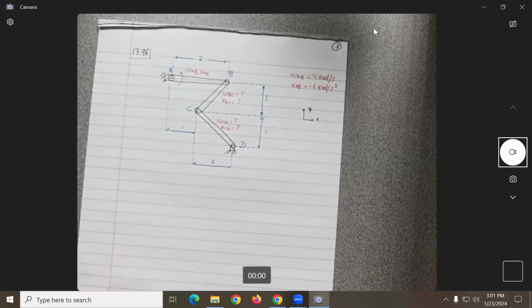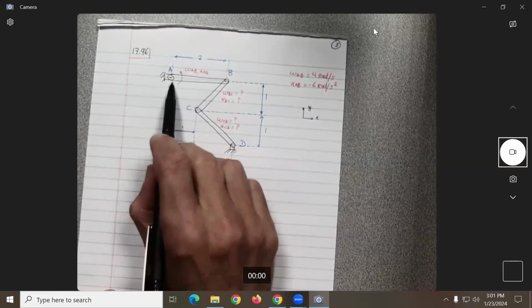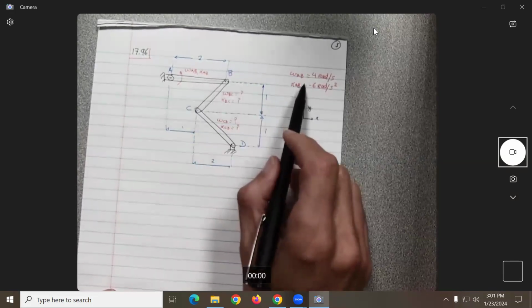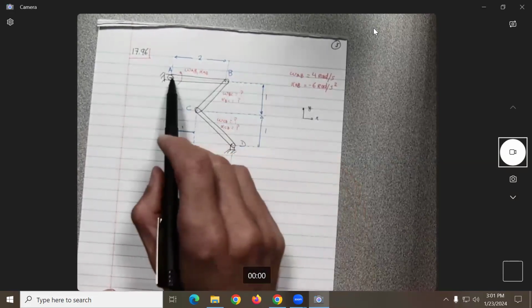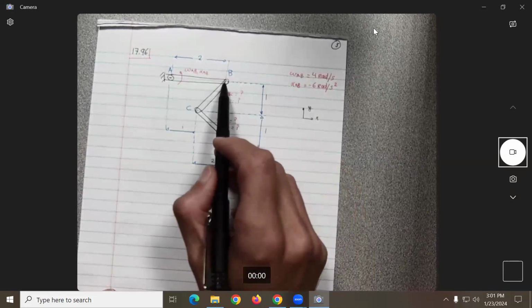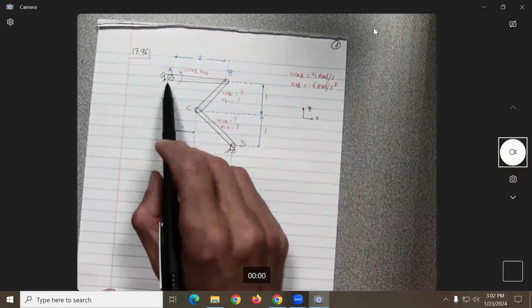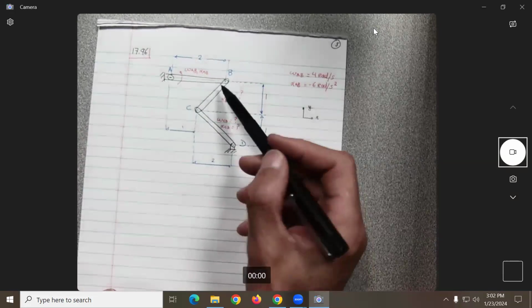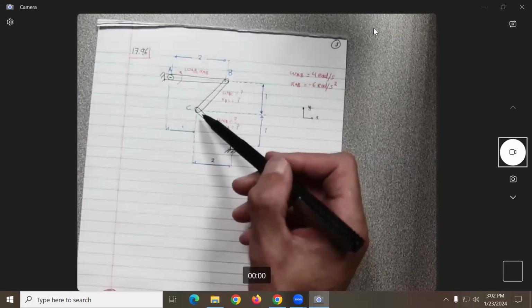Okay, so what would be the strategy? Do we know everything about bar A? We know the angular velocities, no? We know the position. So basically, we can calculate the velocity of point B and the acceleration of point B from point A. Everything is known. Now, the unknowns are over here and over here.